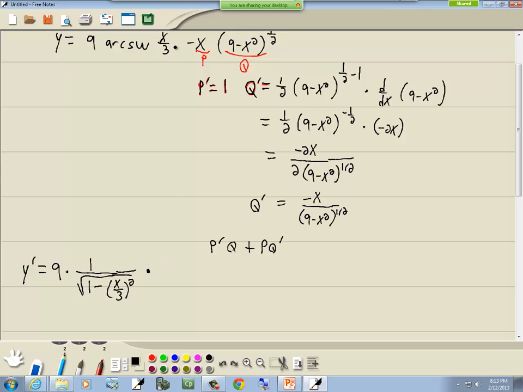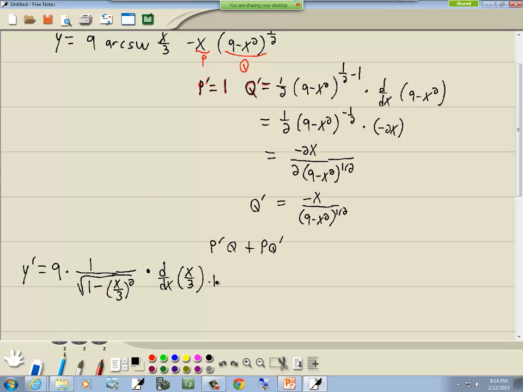Times, and since we got more than a single variable here, we have to multiply times the derivative of that. So multiply times the derivative of x over 3. So again, we identified this as our u, the x over 3. We put that into our formula everywhere we have a u, and then we might have to, by the chain rule, multiply times the derivative of u.